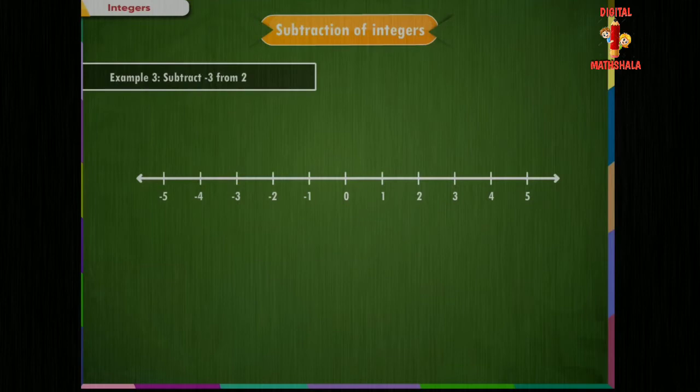Example 3. Subtract minus 3 from 2. Here, write the problem as 2 minus minus 3, which can be written as 2 plus 3. Using the number line to solve this problem, we mark the first integer on the number line. Since we are subtracting a negative integer, that is minus 3, as per our rule, we start from our first integer, 2, and move 3 steps towards right. We reach at 5. Therefore, 2 minus minus 3 is equal to 2 plus 3, which is equal to 5.